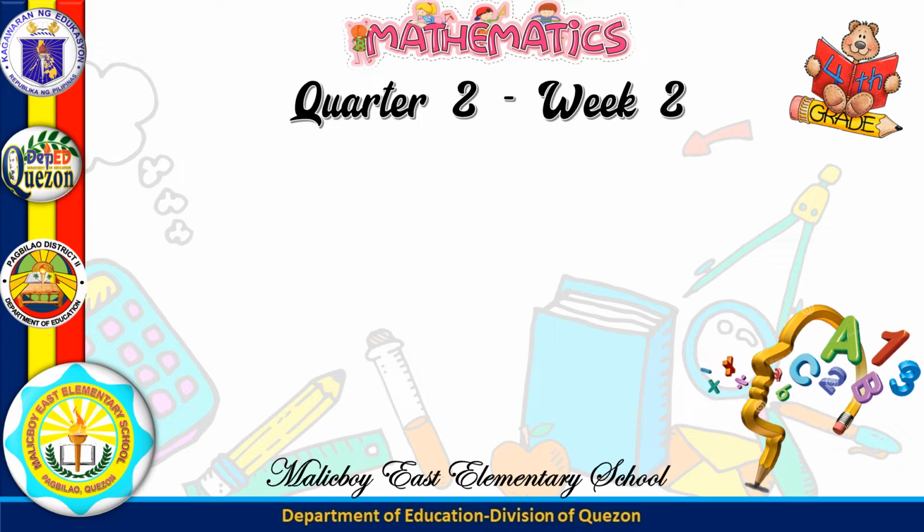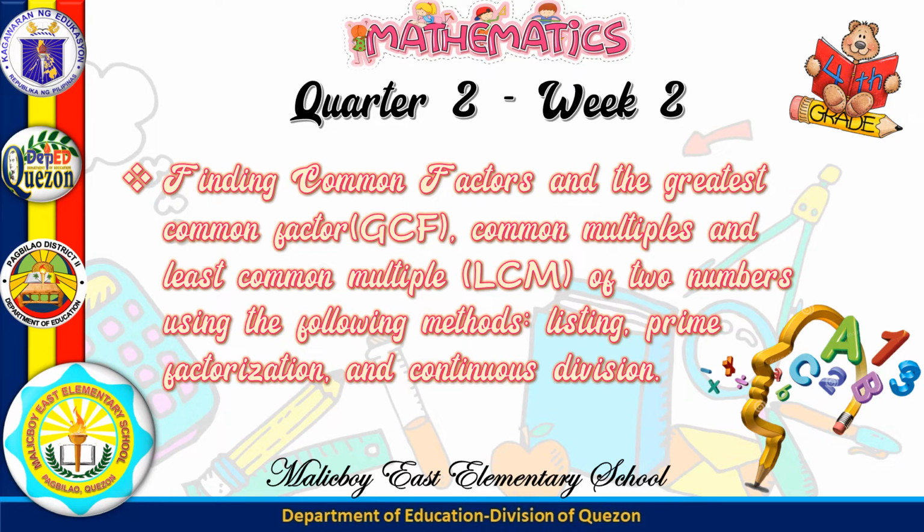In your previous lesson, you have learned how to find the factors and multiples of the given numbers, as well as how to find prime factorization using factor tree and continuous division. In this lesson, you will use those methods to find the common factors, or the greatest common factors, or the GCF, common multiples, and least common multiple, or the LCM, of two numbers using the following methods: listing method, prime factorization, and continuous division.